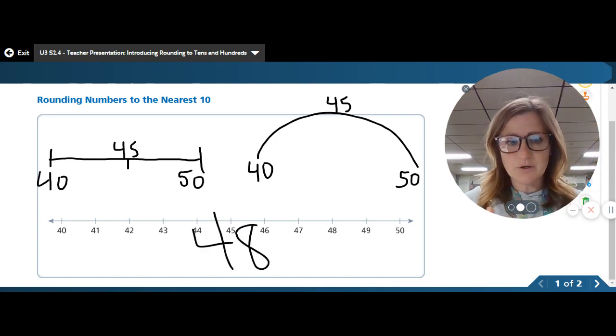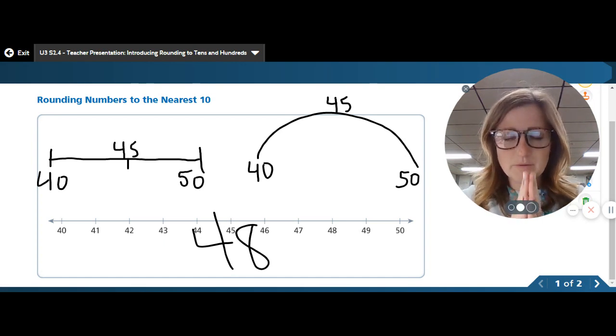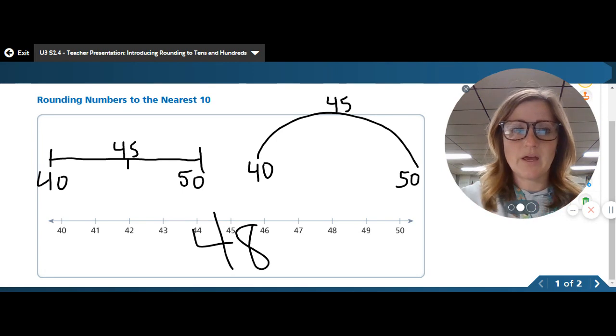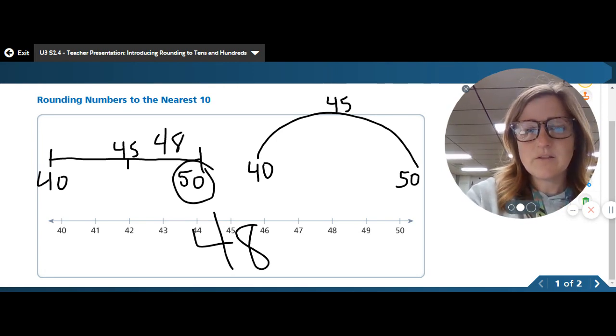So then students will learn to say, okay, 48 comes between the tens, 40 and 50. The middle of those two numbers is 45. So now I can decide, where does 48 go? So on the line, 48 goes here, obviously, and then on the mountain, it goes here.